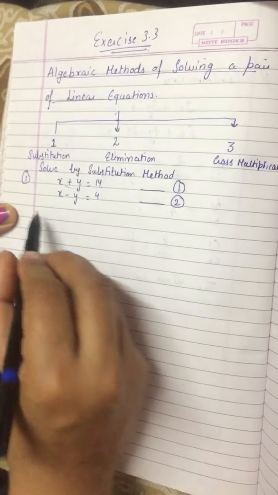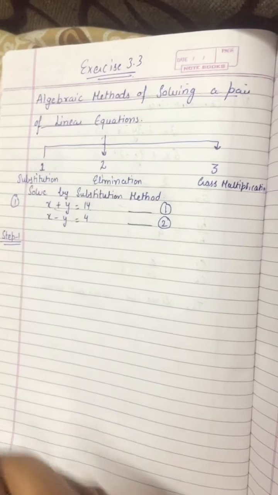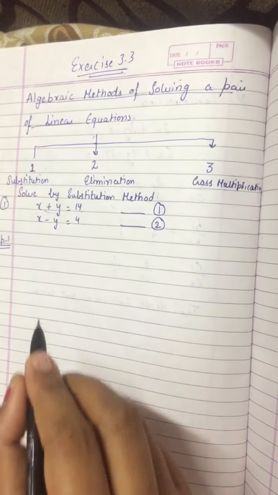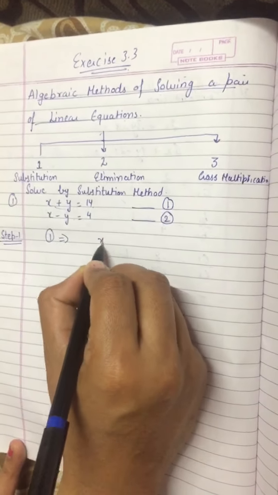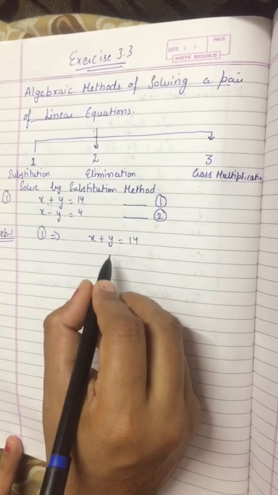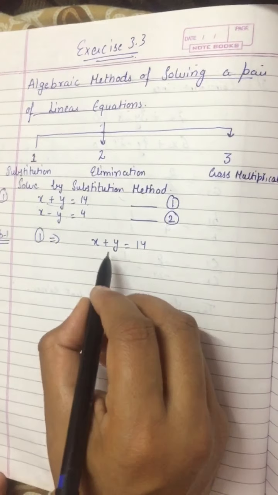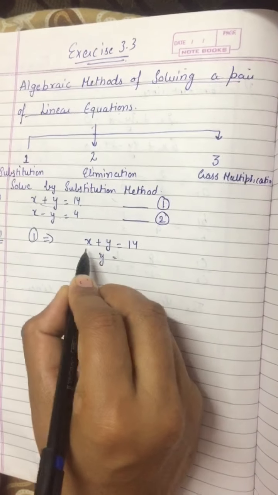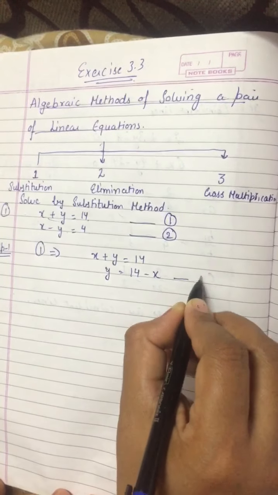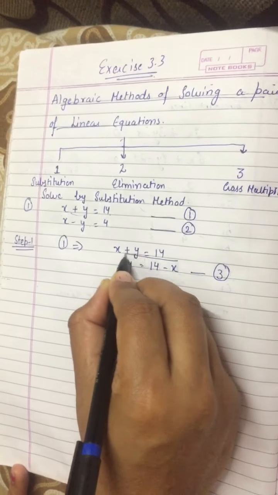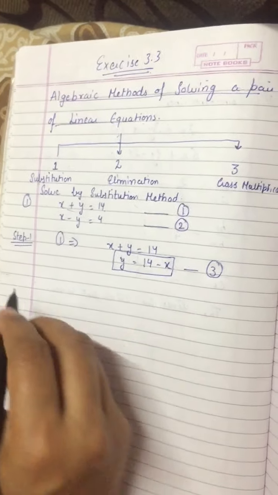Step 1: find the value of one variable. You can take any one of the equations. I am taking the first equation, x plus y equals 14. Find the value of any variable, whichever is convenient to take on the other side. I am taking y here. Take x on the other side, it will become 14 minus x. Give it the number 3. The value of y equals 14 minus x. This is my first step.